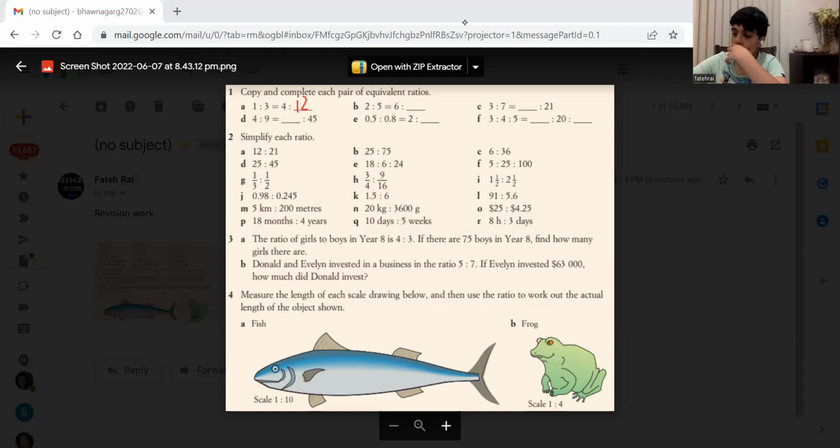Next. 2:5 is equal to 6 ratio 15. Correct. Next. 9:21. Next. 20:45. Correct. Next.